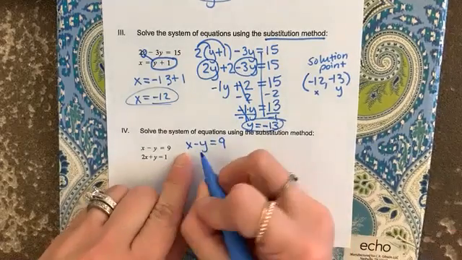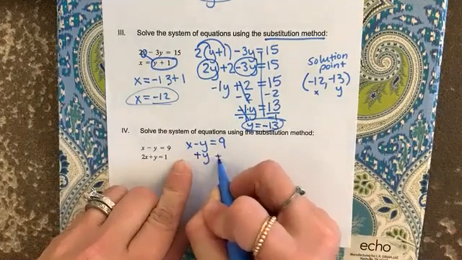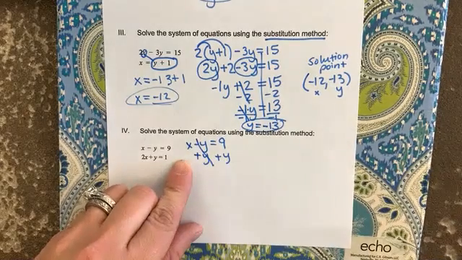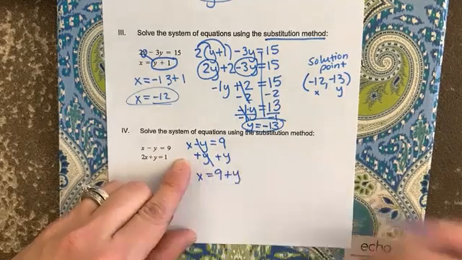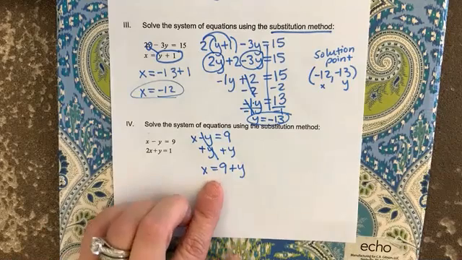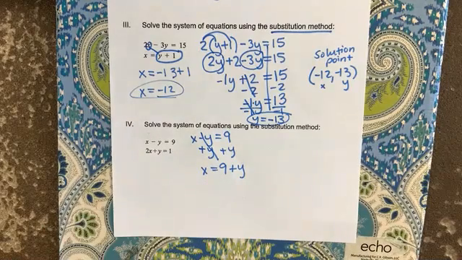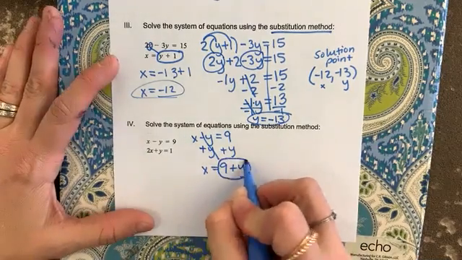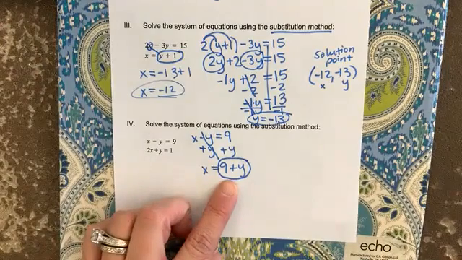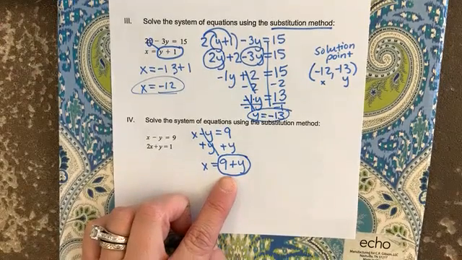If I want to solve it for x, I'm going to say plus y, plus y. Someone has it, there you go. And then x equals 9 plus y. Now I have one equation that says x equals. Now I can take what x equals, the 9 plus y. So I want you to circle the 9 plus y.